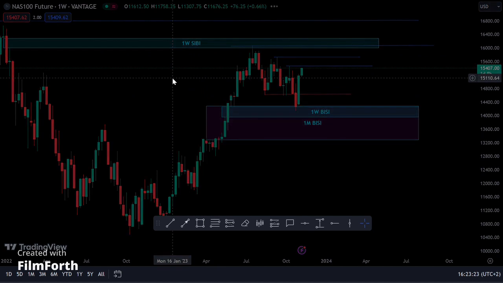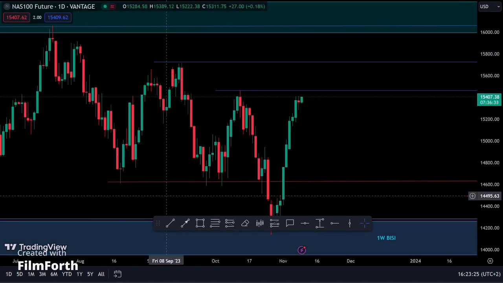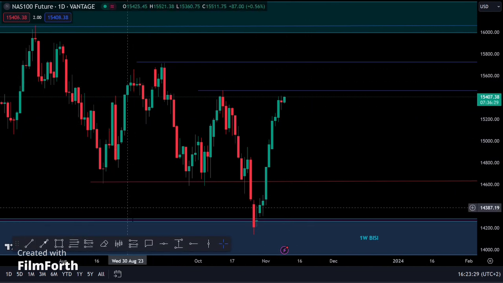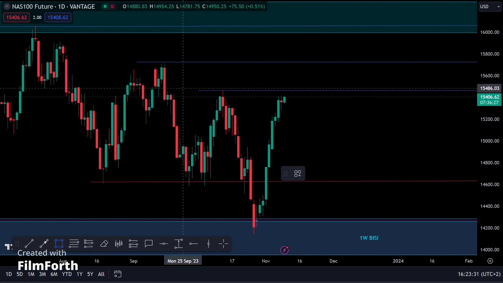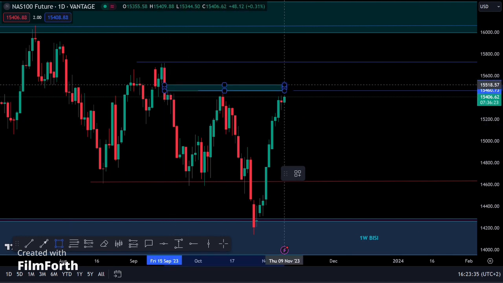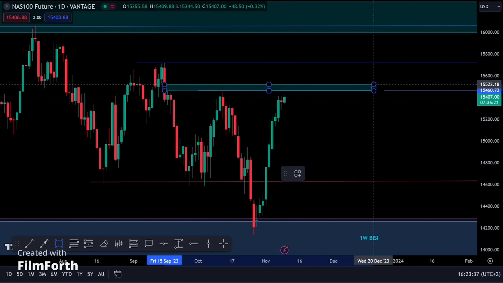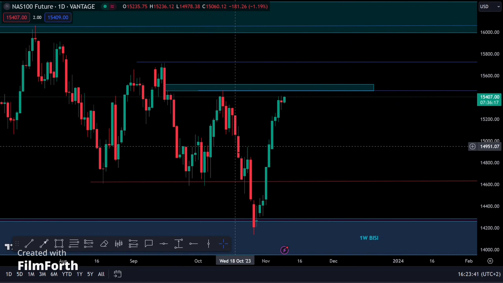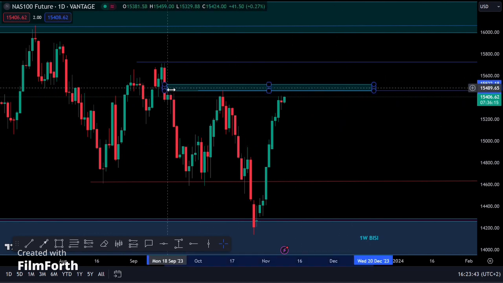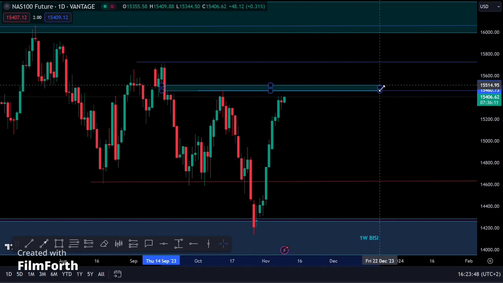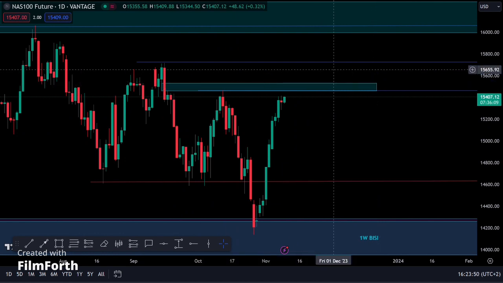On the daily chart, for today, we are focused on what will happen in this area. This fair value gap right here. Give me a second, let me move that right there. Yeah, we are focused on what will happen in this fair value gap, above this high.